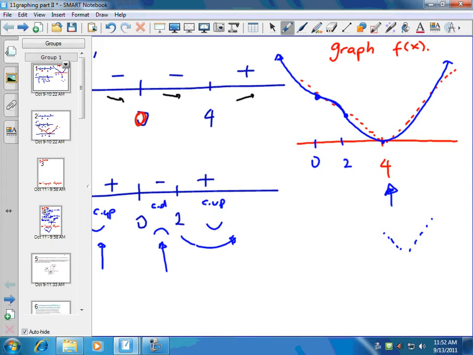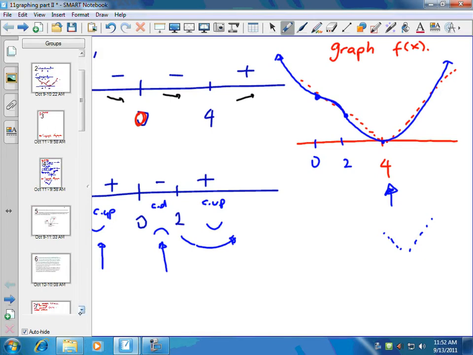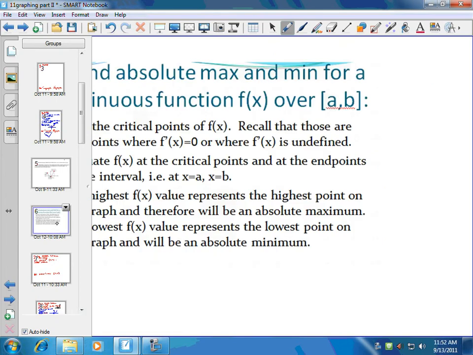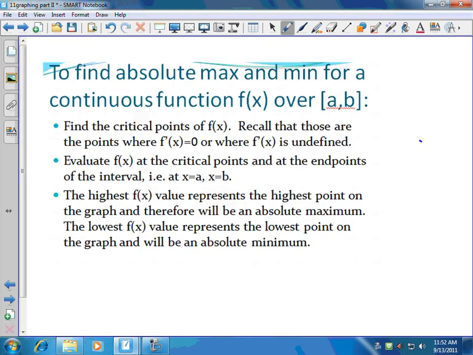Okay, the next thing I'd like to do, before we go and look at the graphs of rational functions, there's one more topic that we need to discuss in this section, and that is finding the absolute maximum and the absolute minimum of a function. We know how to find local max and local min. We take the derivative and set it equal to 0.